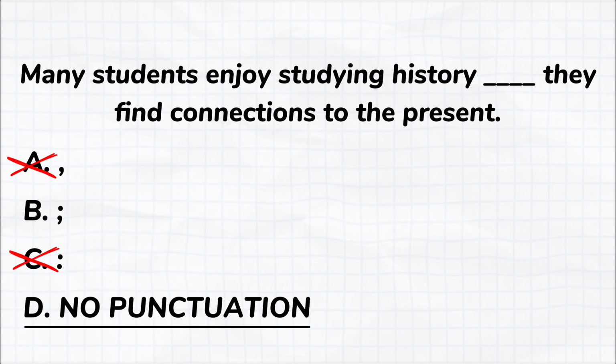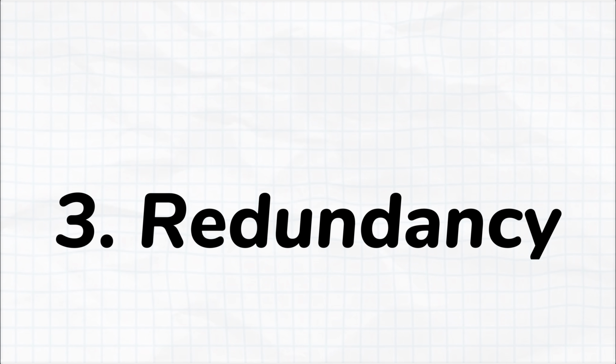Choice D, no punctuation. No punctuation does not work here. We have to have punctuation between two independent clauses or else it's a run-on, and that is not grammatical. So the correct answer is B, a semicolon. So the takeaway here is always check if both sides are full sentences. If they are, you need a semicolon or a period. If one side isn't complete, you'll use a comma or nothing at all.